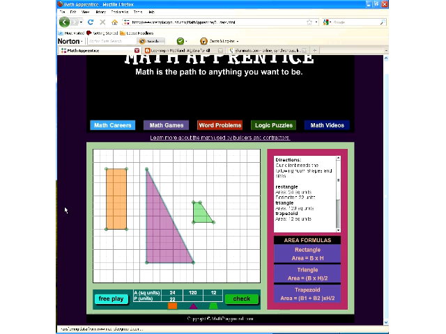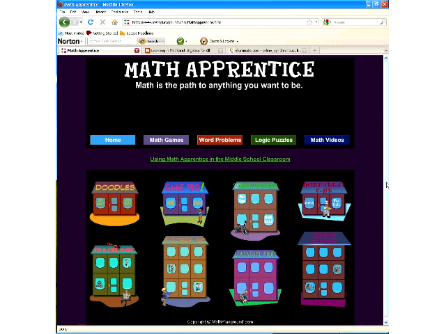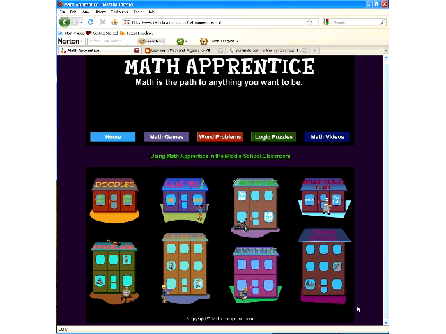So this is one of the eight activities in Math Apprentice. Let's go back. I'm going to bring you back to the starting page. Does anybody have a preference for where we go next?